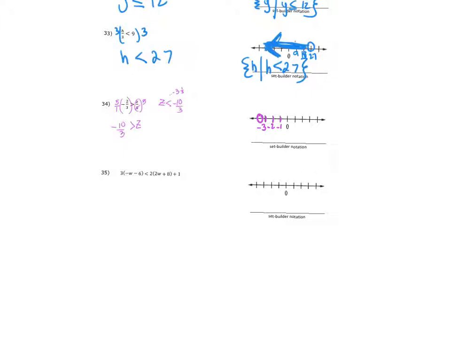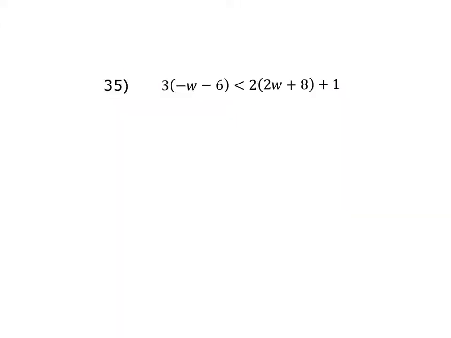And I am going to be Z is less than, so I'm going in that direction. Set builder is the value of Z such that Z is less than negative 10/3. On the test, I'm definitely.